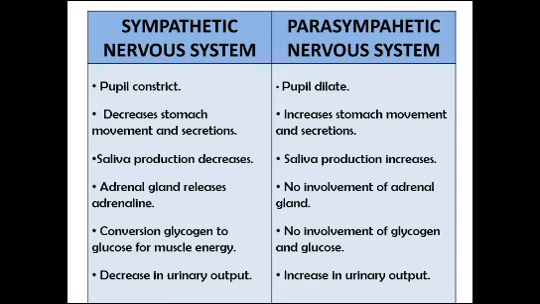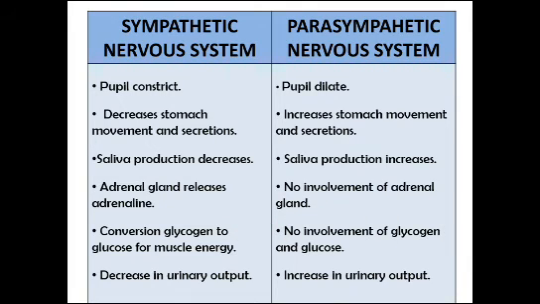Then we come on to the conversion of glycogen to glucose for the muscle energy. This takes place in the sympathetic system. Why do we need muscle energy? Because the person has to act, has to save himself from the situation. So for that reason, the muscles need energy. And where will this energy come from? The stored glycogen will get converted into glucose for generating the muscle energy. Whereas when we are at rest, like in the parasympathetic nervous system, there is no need for any muscle energy because the person is resting. So there is no involvement of glycogen and glucose.